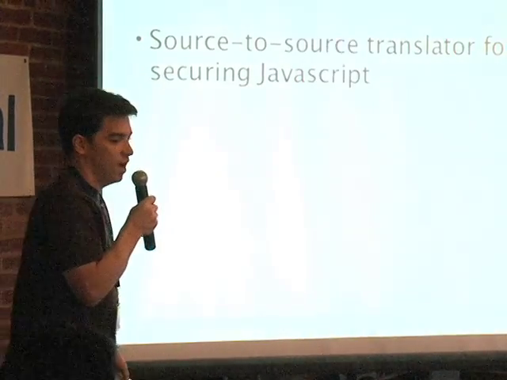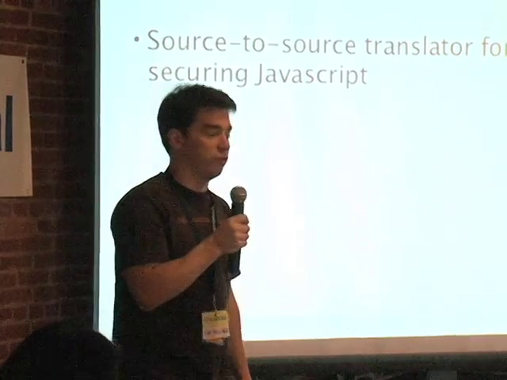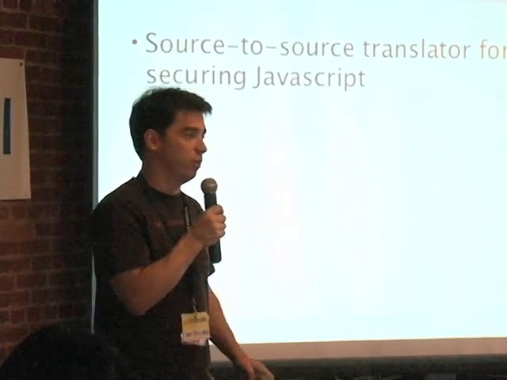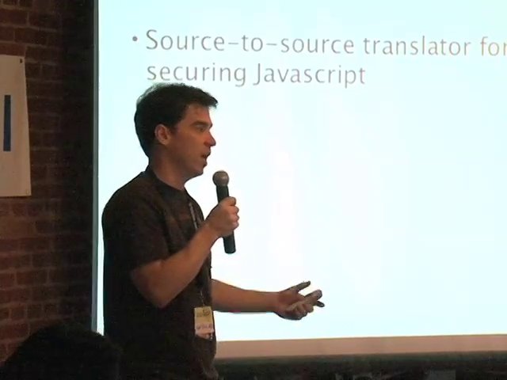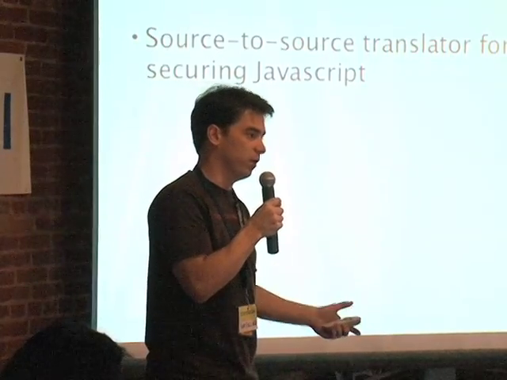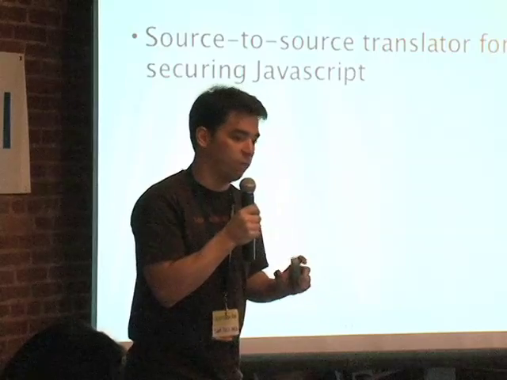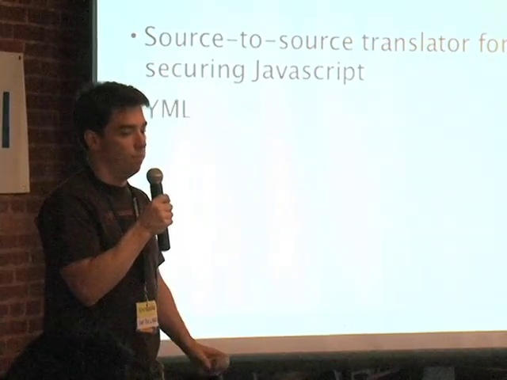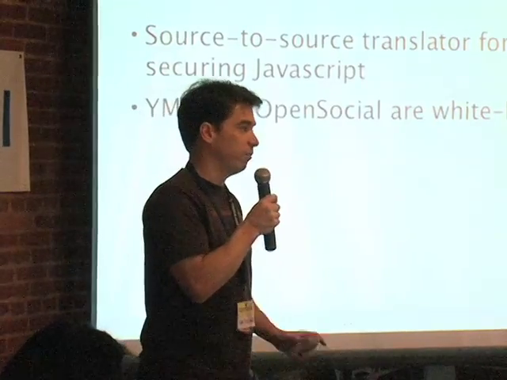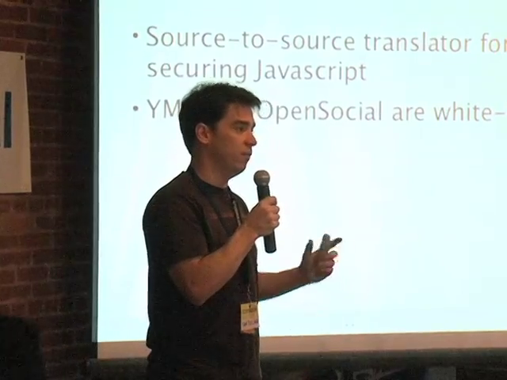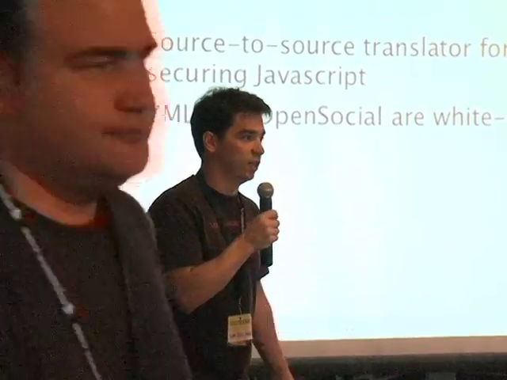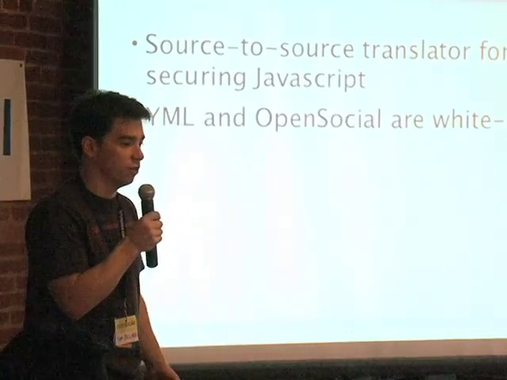So what is Caja and what does it do? It's a source-to-source translator for securing the JavaScript code. It basically has a whitelist of all the things that you can do and prevents you from doing things that you can't do. It's still fairly early stage, but progress is being made every day with Caja, and eventually it's going to allow almost the full fidelity of JavaScript to be available to you as a developer.